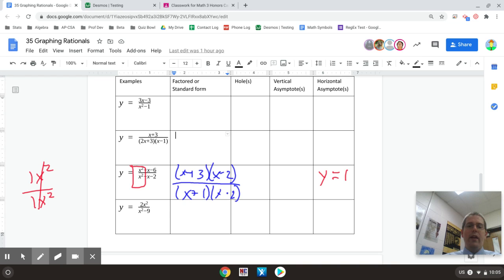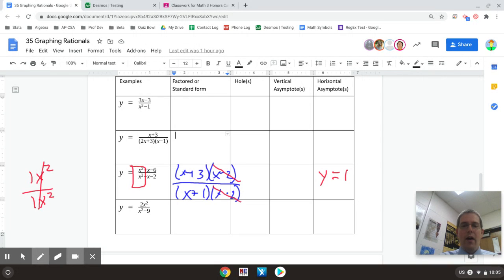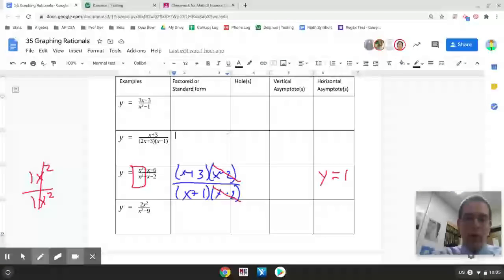And then I see what I can cancel out. So in this case, we would be canceling out the x minus 2's. And I would have an x plus 3 on top and an x plus 1 on the bottom. The factor that cancels out, remember, makes a hole. Something that cancels out makes a little problem, makes a little hole in the graph. Something that doesn't cancel out makes a big problem, makes a vertical asymptote.